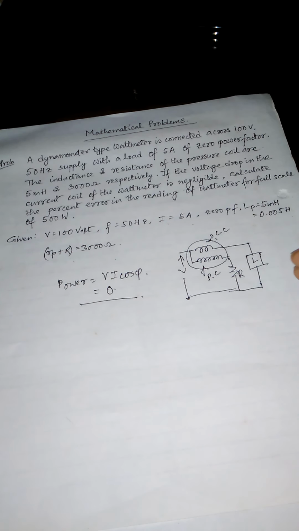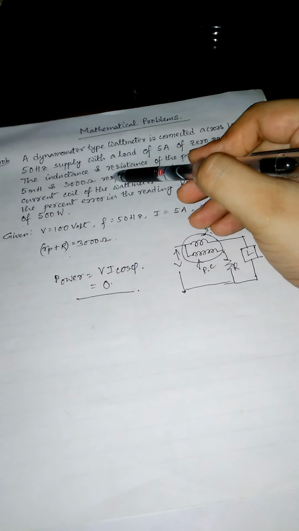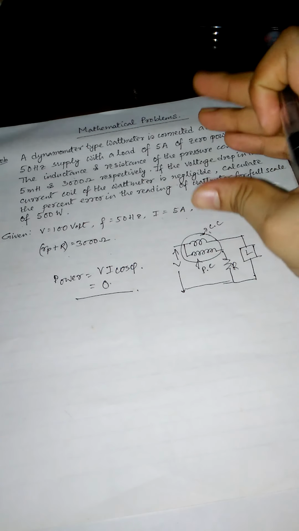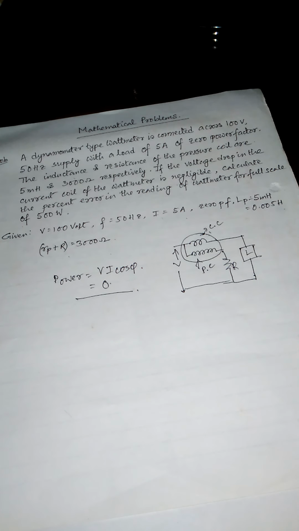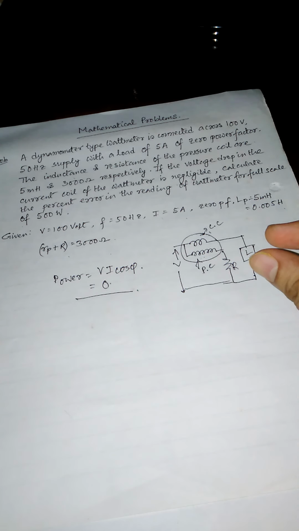Also if the instrument is accurate, then the current coil current and the pressure coil current will be out of phase by 90 degree, as we know from the phasor diagram. But here in our problem, the inductance and resistance of the pressure coil are mentioned. That means the pressure coil has some inductance value. So as there is some inductance, obviously we cannot say that the pressure coil and the current coil currents are out of phase by exactly 90 degree.